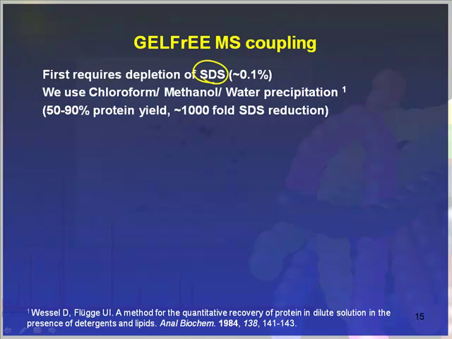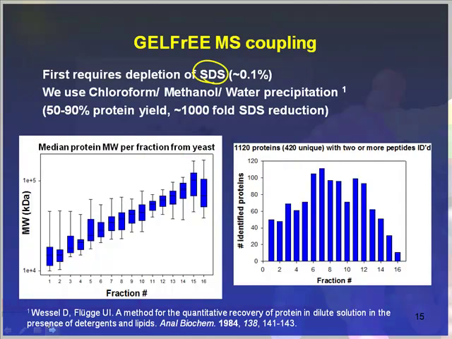So the bottom-up analysis is shown here. And we're seeing several proteins identified. We see proteins across all of the fractions that we collect. And this pattern here shows that as we move to larger proteins, as one would expect, we identify proteins over a larger molecular weight range.